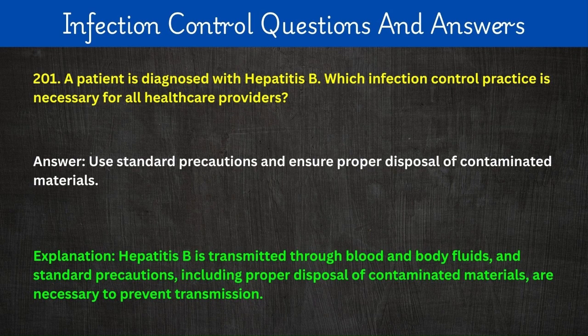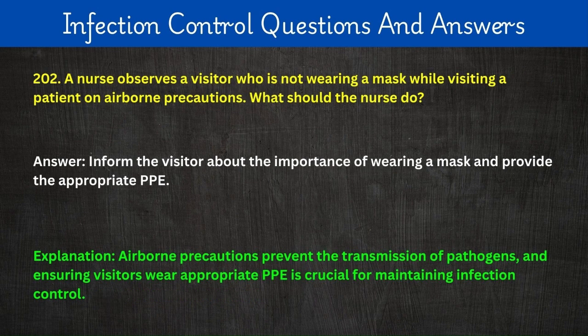Answer: use standard precautions, and ensure proper disposal of contaminated materials. Explanation: hepatitis B is transmitted through blood and body fluids, and standard precautions, including proper disposal of contaminated materials, are necessary to prevent transmission. 202. A nurse observes a visitor who is not wearing a mask while visiting a patient on airborne precautions.